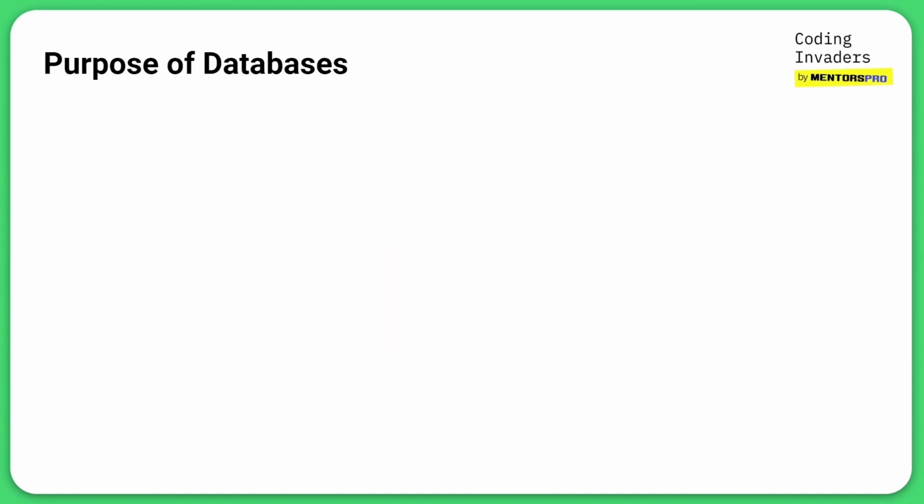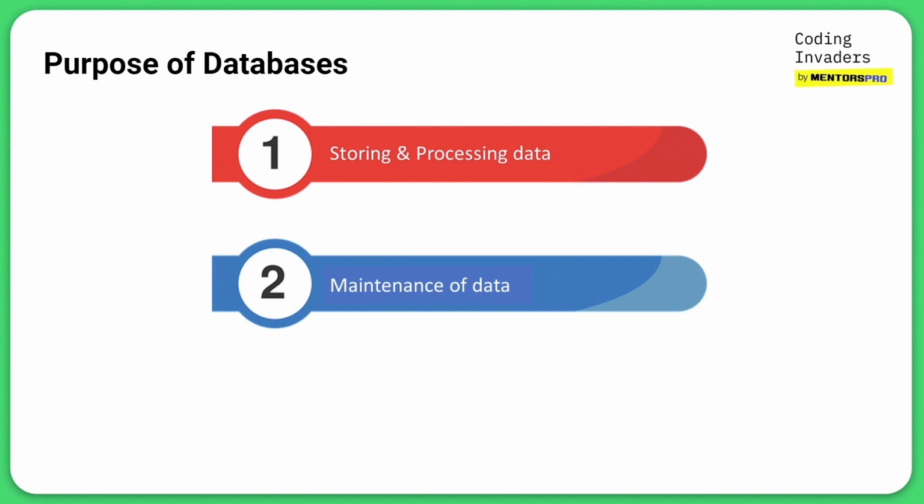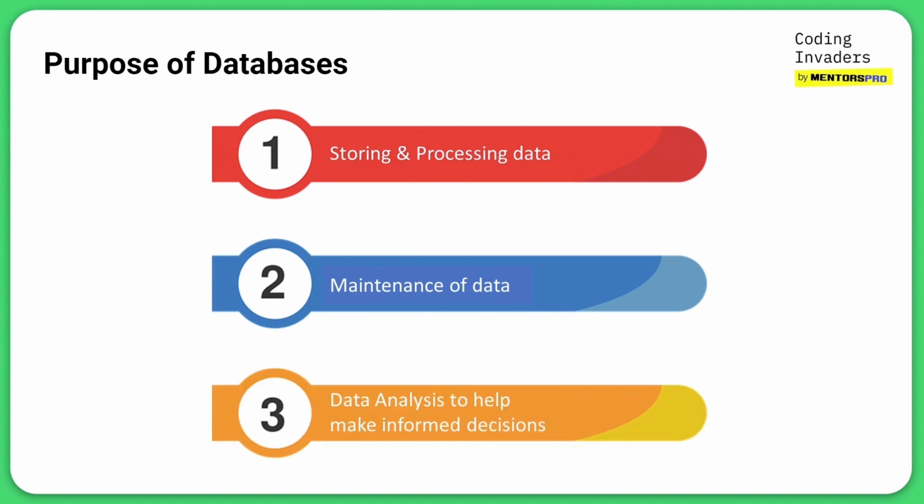Now that we know what a database is, next, let's see what database is used for. Databases are used for a variety of different purposes, but we will be focusing on 3 main uses. 1 is storing and processing data. 2 is maintenance of data. 3 is data analysis to help make informed decisions. So let's look at the uses of database one by one.